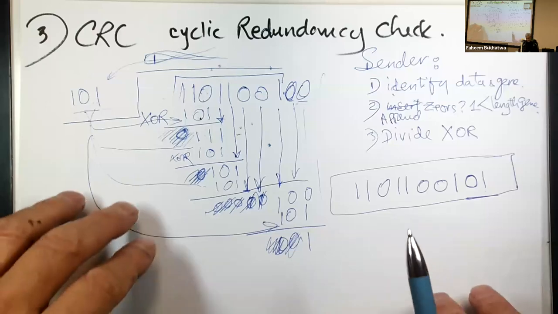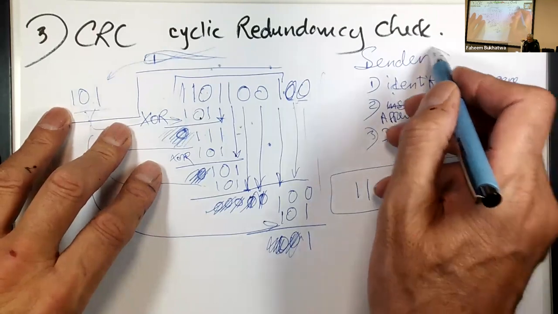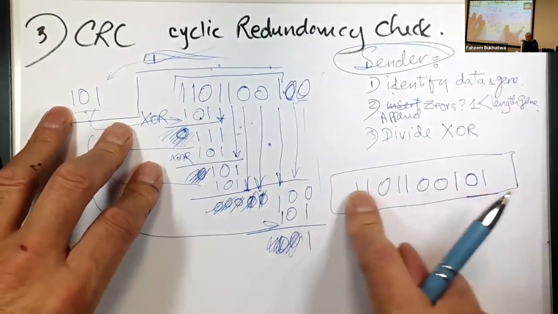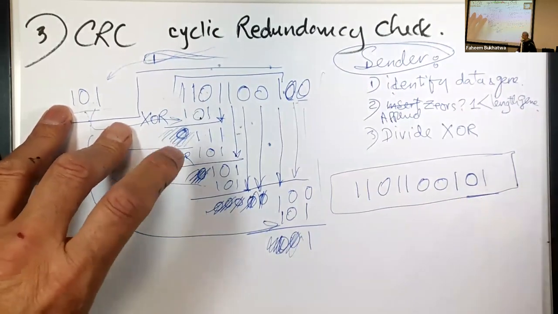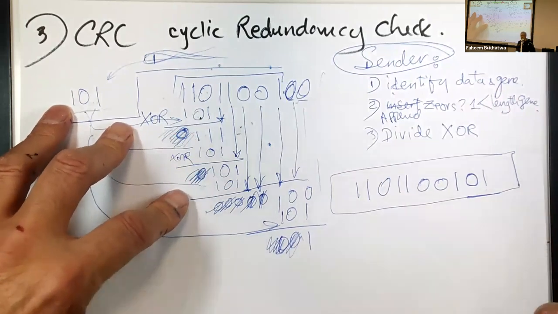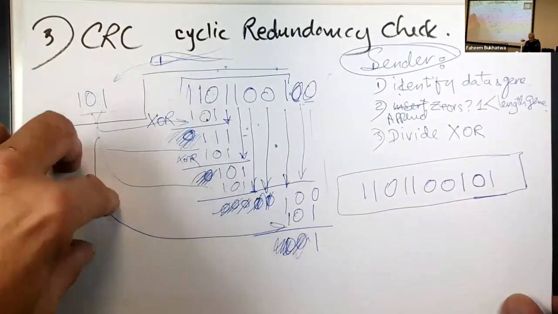Now, so this is as a sender. Let's see, once you receive this frame with a CRC at the end of it, how does the receiver check whether there is an error or not? You need to be able to do this. We'll do it now in a few minutes. But let's do the operation that's performed by the receiver.